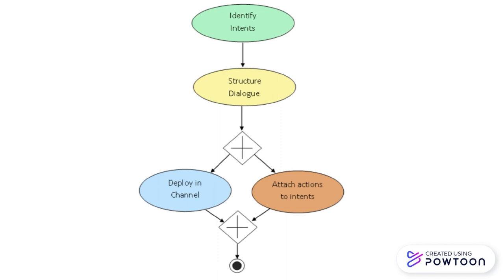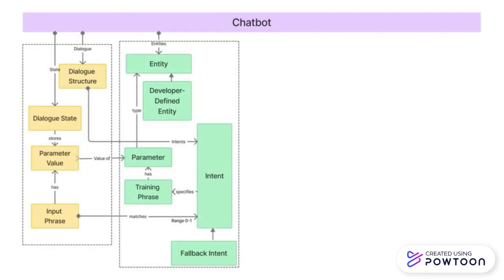Meanwhile, the dialogue state box stores information about the current context or stage of the conversation, maintaining continuity. The parameter value box updates parameter values based on user input, ensuring the chatbot understands the conversation's context.